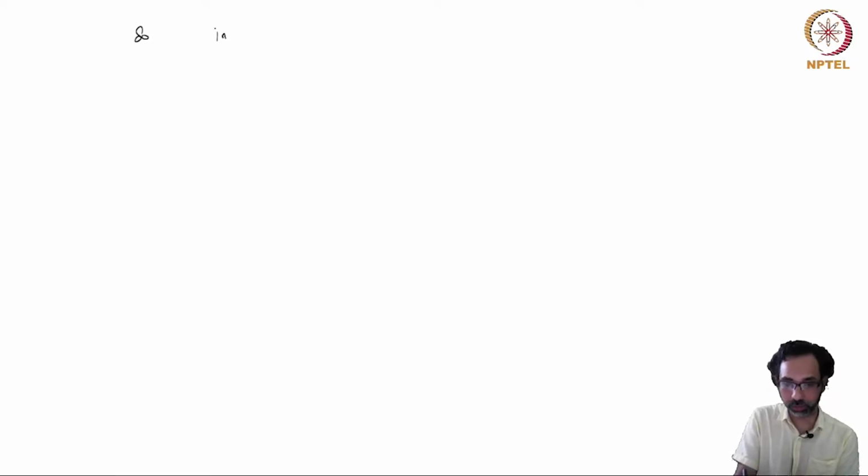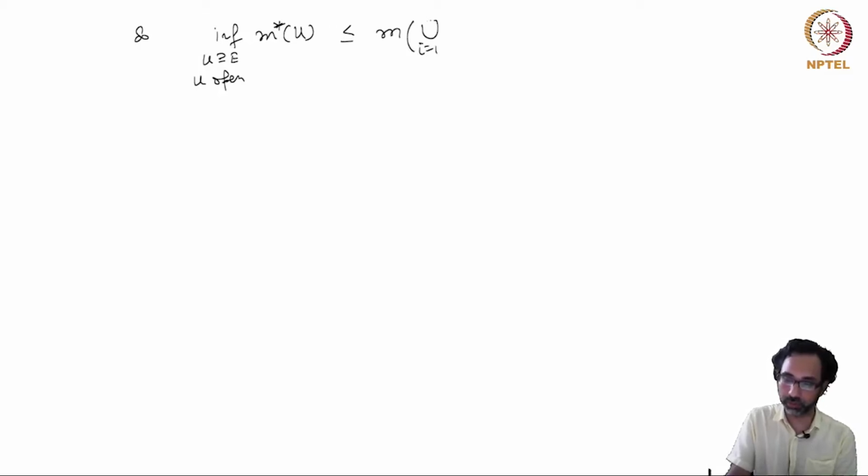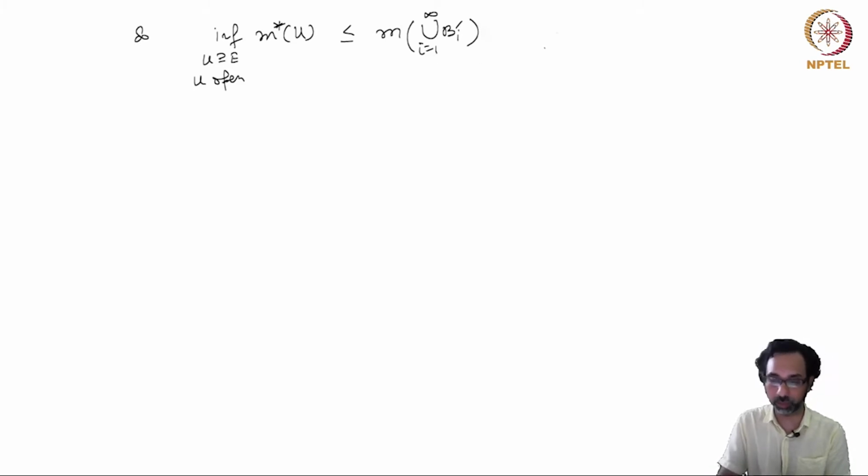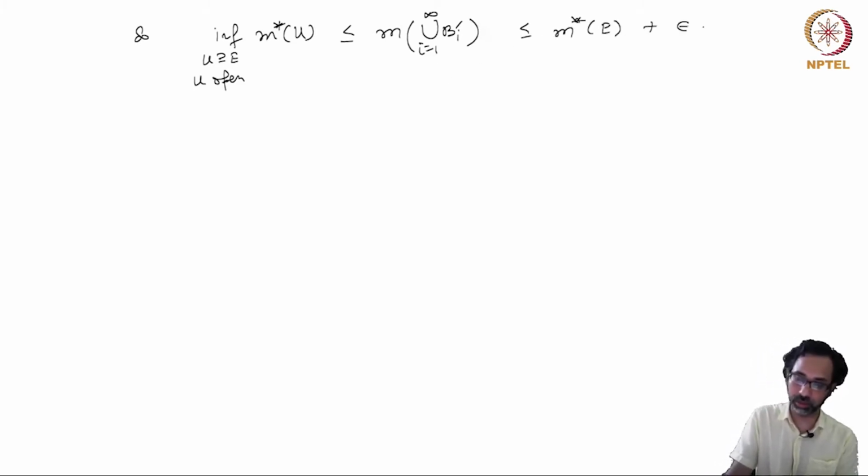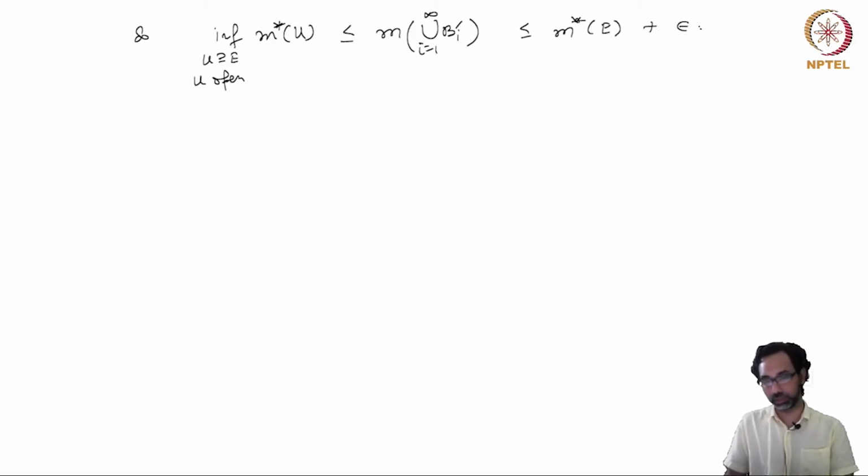So the infimum over all open sets U that contain E, of M star U, is less than or equal to the measure of the union of these Bi prime. This is an open set, and this is bounded above by M star E plus epsilon, which shows the required result.